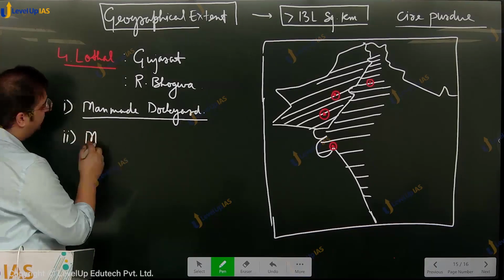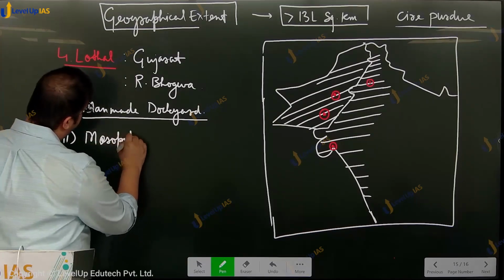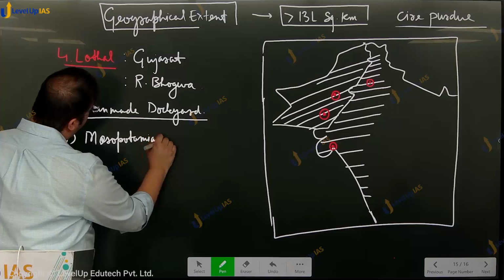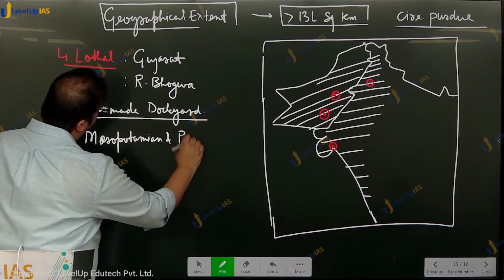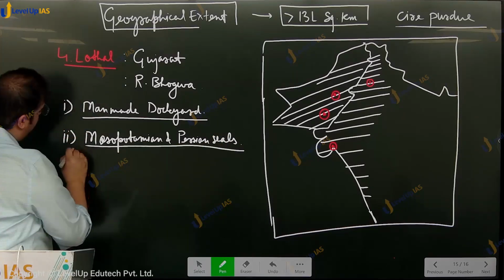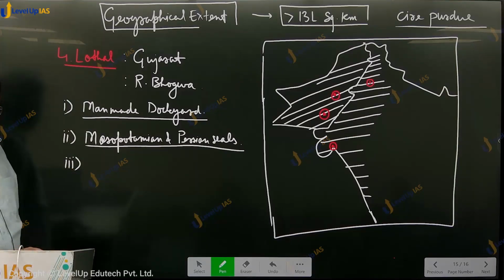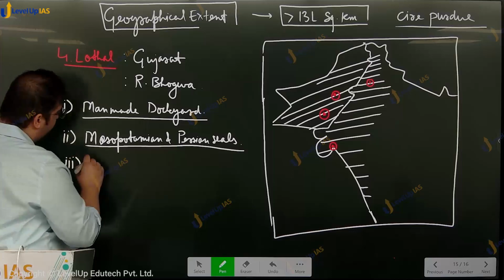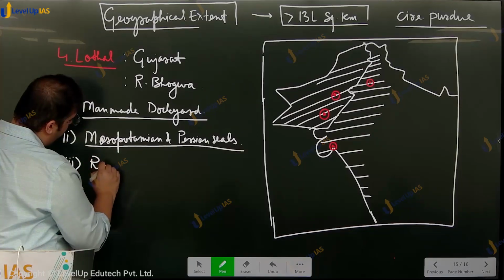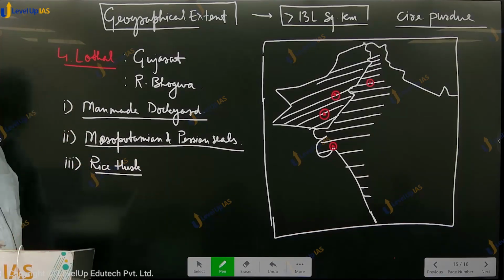So from here we also get the largest collection of Mesopotamian and Persian seals. And this indicates what? The flourishing overseas trade of the Harappan people. Then we have also discovered rice husk from Lothal, indicating the cultivation of rice in this vicinity.